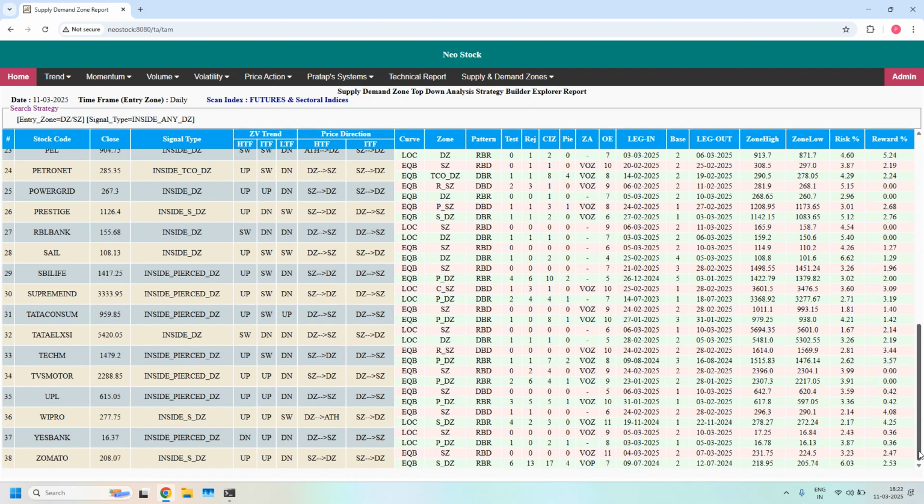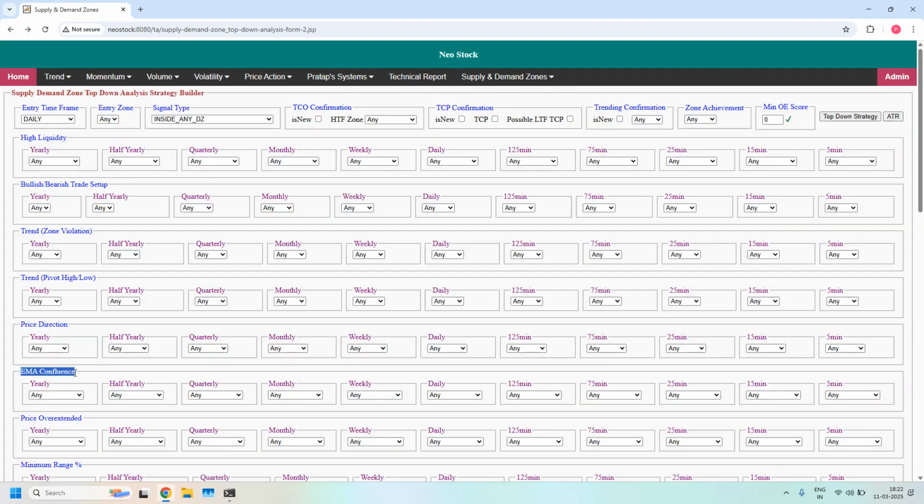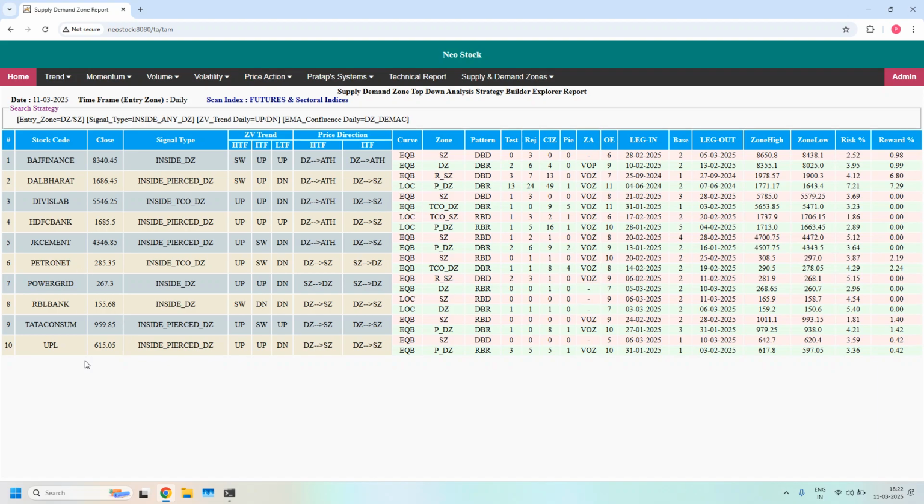Price closed inside daily demand zone. We can further filter this list by setting a daily EMA Confluence on the daily demand zone. So in the EMA Confluence at a daily time frame, I am setting the filter daily demand zone having daily EMA Confluence. And the trend on the daily time frame should not be sideways. It can be up or down. With these filters, we got 10 stocks. These 10 daily demand zones are having daily EMA Confluence. And also current price closed inside these daily demand zones.